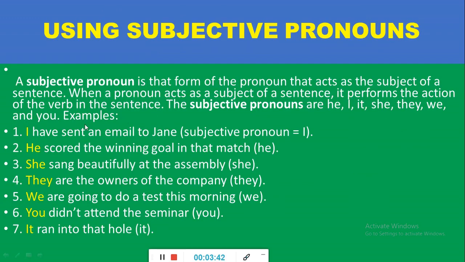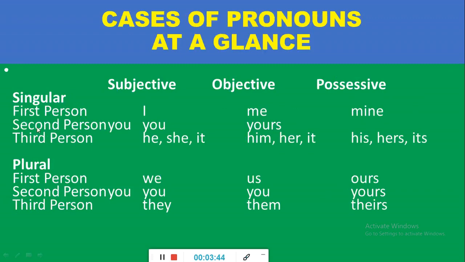Then, of course, we can see the second person subjective, the second person singular subjective is you. The objective is you as well. There is a mix-up here. Yours is the possessive form, all right?